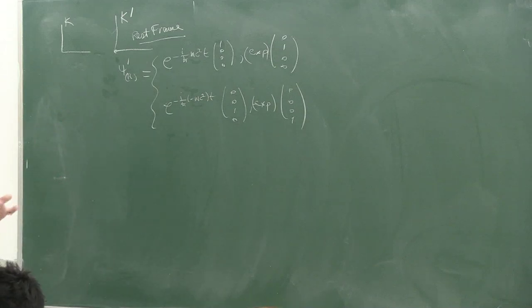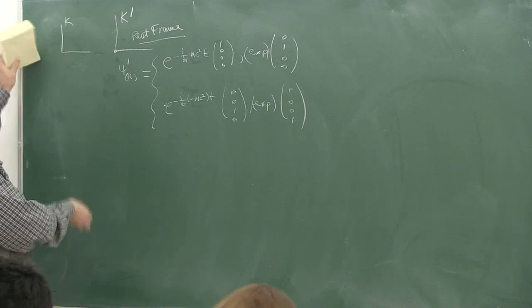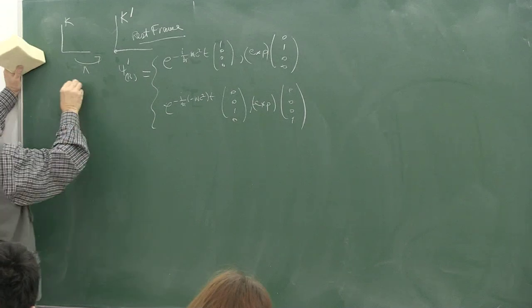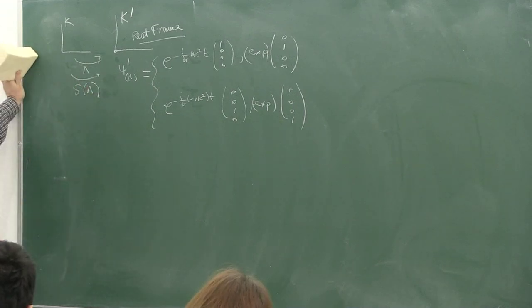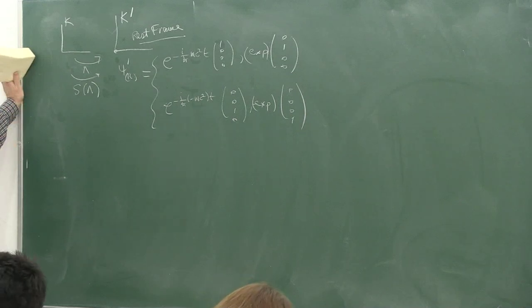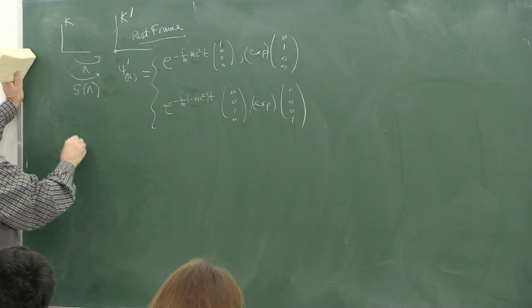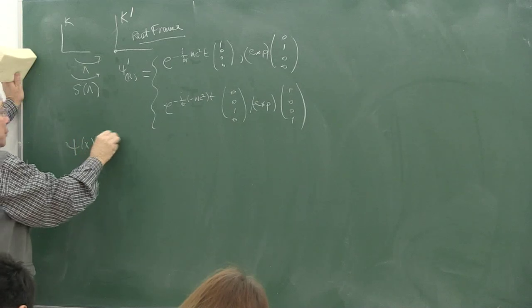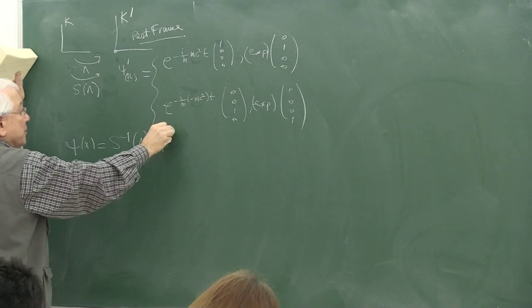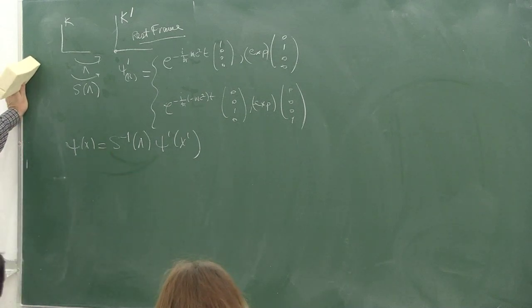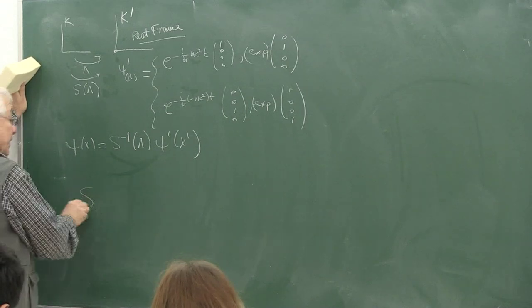So what we can do now, if these are the solutions in here, I know that the transformation between this rest and moving frame is done by lambda in the Lorentz space and by S of lambda in the spinor space. Or, if I start with the rest frame of the moving object and would like to write the solution as observed by this laboratory frame observer, I have to do the following, right? Psi of x is equal to S inverse of lambda times psi prime of x prime. So if I take these rest frame solutions and multiply them by the S inverse, then I get the moving spinor solutions.